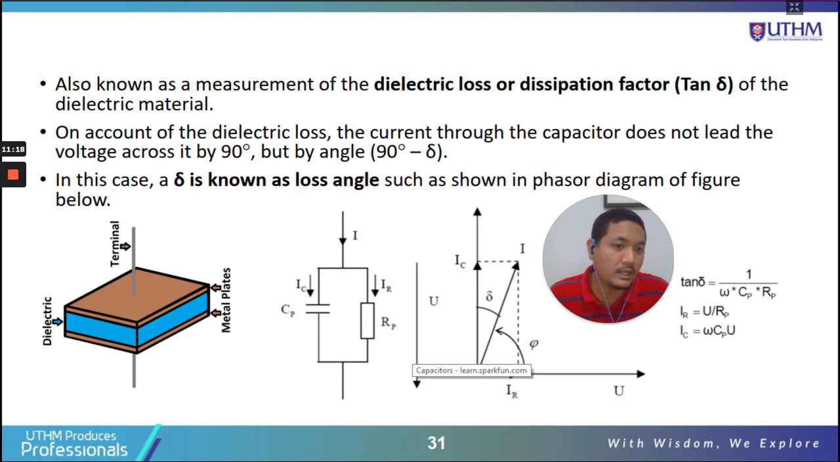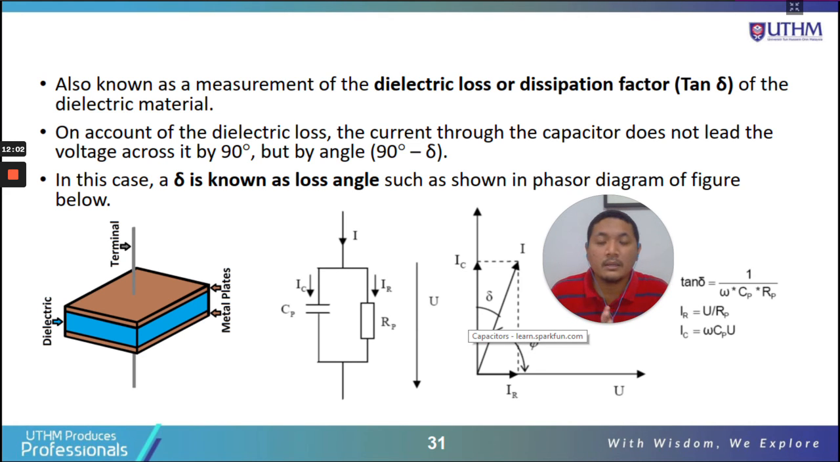Tan delta equals IR over IC, and from that you can see that IC is basically omega Cp times U, where U is the voltage across the capacitor. IR is also U over Rp. Basically the value of the current for the resistor and capacitor is represented by the voltage and the frequency as well. So this is the concept of tan delta.